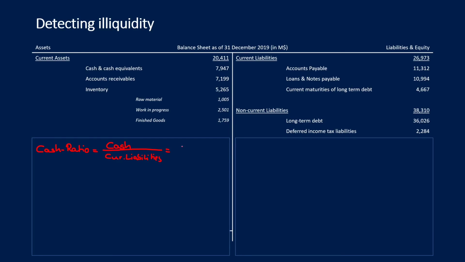So in this example, we would now calculate 7,947 and divide that by 26,973. So check mark this and check mark that. And the cash ratio here would be 29.5%.